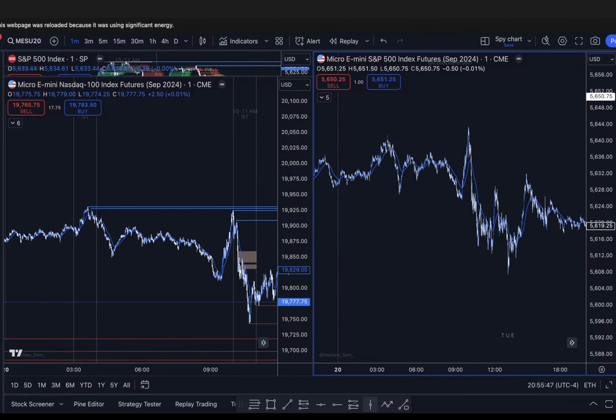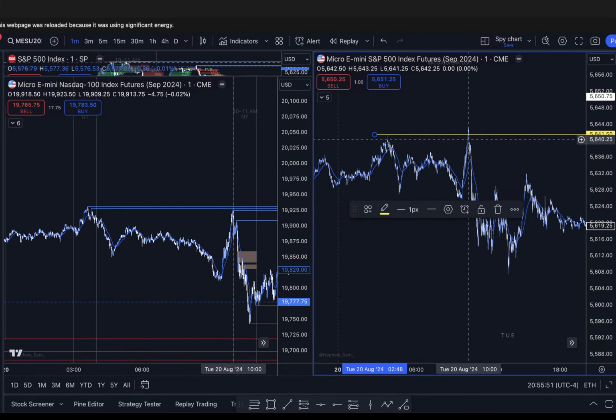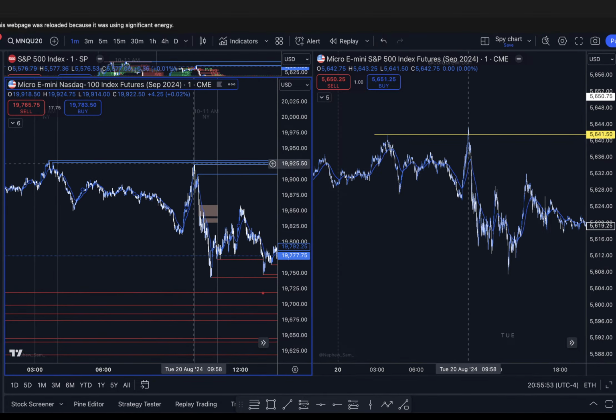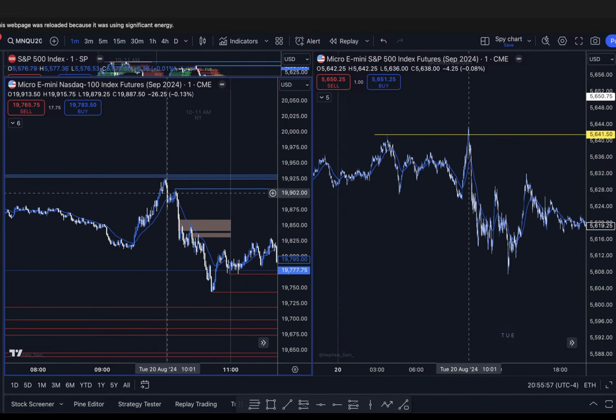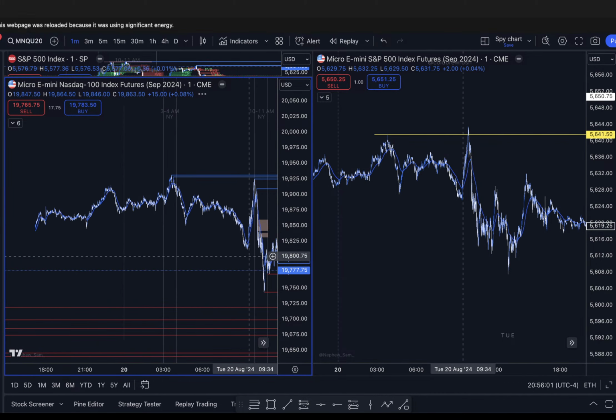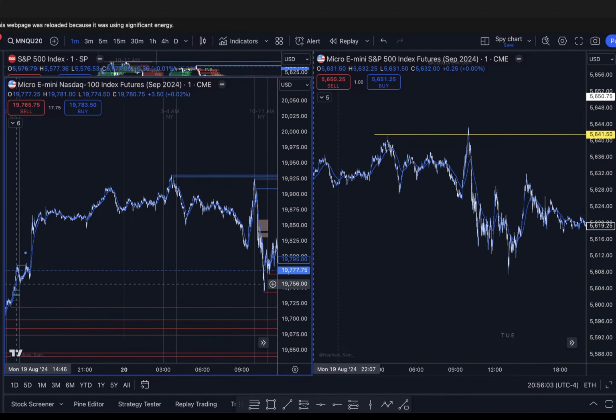Okay, so yes. ES took out this high and reversed at 10 o'clock. But on NQ, we did not take it. So you would have known to get in this reversal, which I did. I got in right at 10 a.m. I got on the charts and I hit sell and took it to a previous low. I think I took it to this low here because these lows are close.